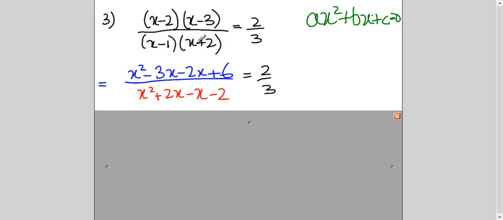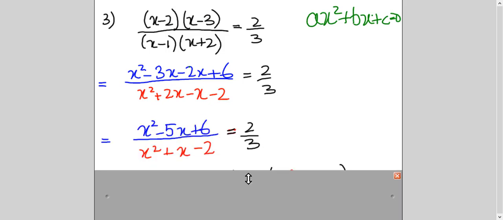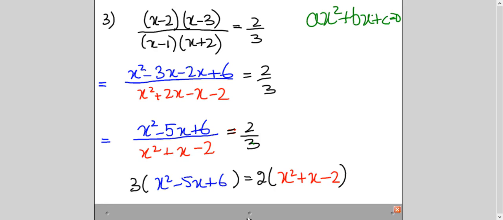I have expanded the denominator in red color. Like terms I will add or subtract, whatever the sign is there. I got this. And then 3 will multiply by this. This 2 will multiply by this, right? And then I will open the brackets. So 3x squared multiply by this, and so on.